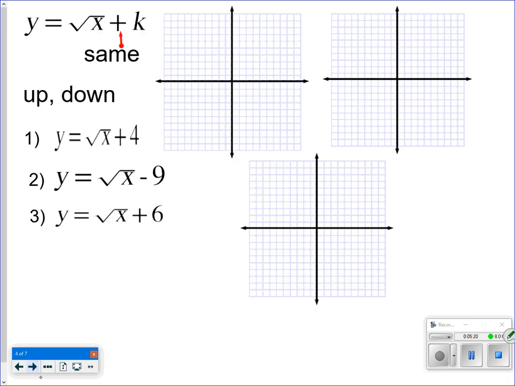Okay, so let's see what a few of these are going to look like. What we're going to do is just say the words up or down, left or right, and then we're going to try to draw a really simple graph for these. We're not going to make tables at all, so this should be fairly easy.